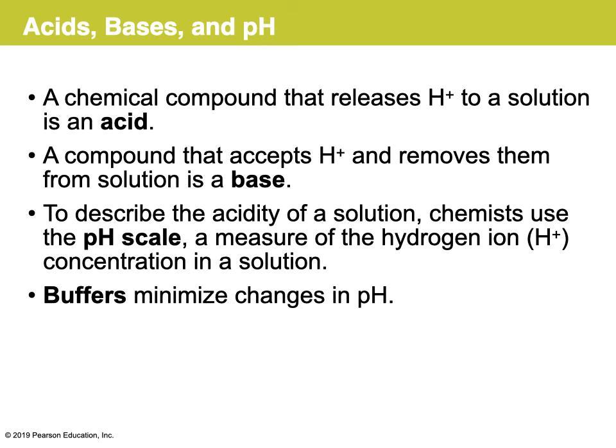So to describe how acidic a solution is, chemists use the pH scale. And this is a measure of the hydrogen ion concentration in a solution. So if something is dumping lots of hydrogen ions into a solution, it's going to be acidic. If it's pulling hydrogen ions out of a solution, then it's going to be basic.